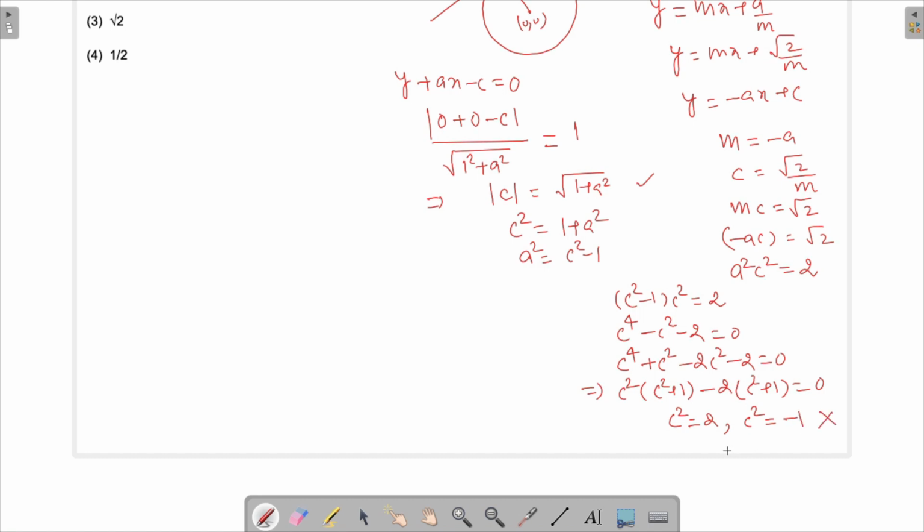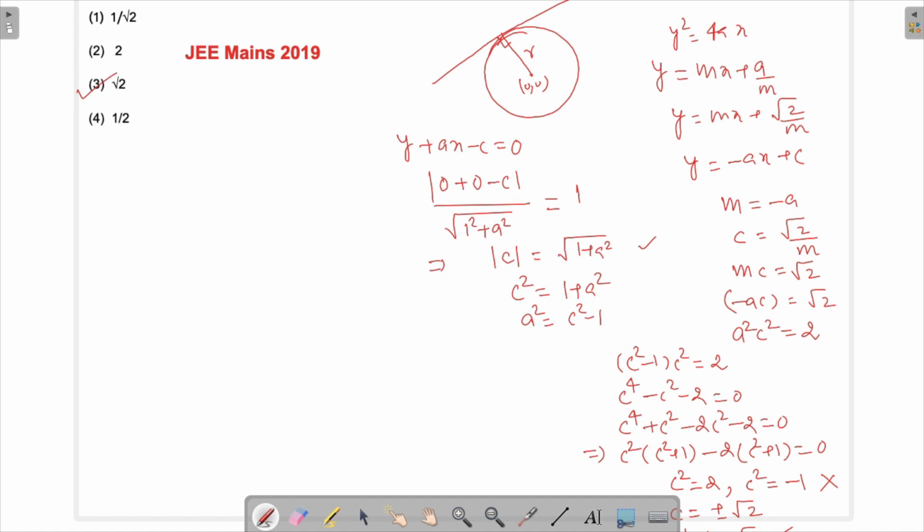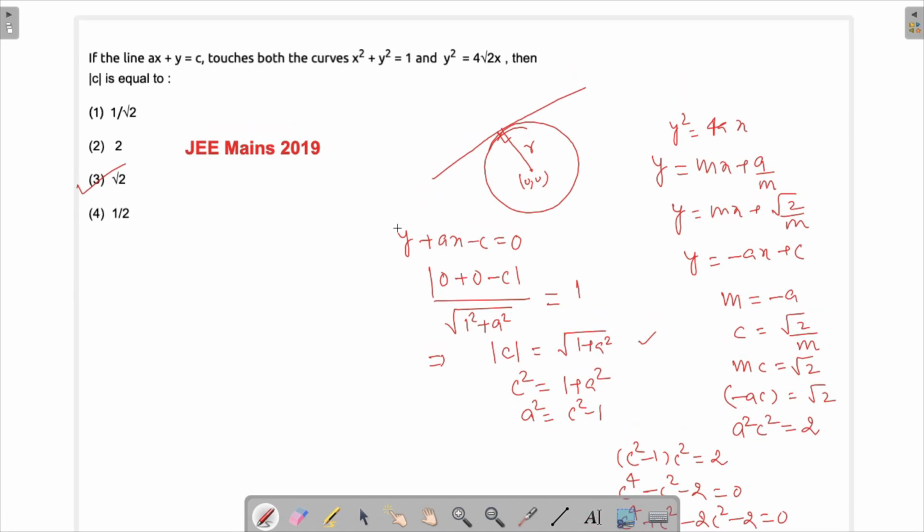So this is not possible, right? Because c square can't be negative. So c could be either plus or minus root 2, right? And the mod c, I could say that it is actually equal to root 2 itself, right? So that is my answer to this question, root 2, right? So root 2 will be the answer to this question.